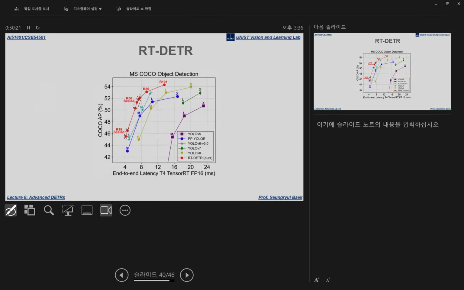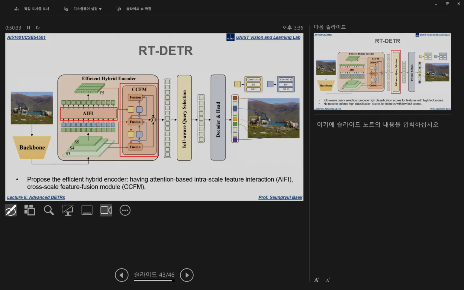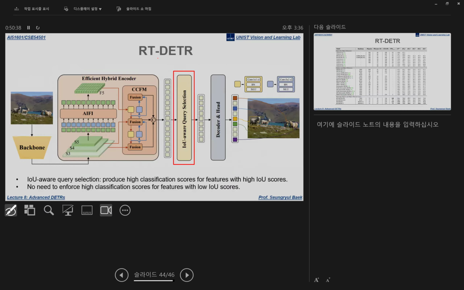Okay, DETR is still, even though some of the schemes are added to the DETR, still not real-time. But this RT-DETR is making the DETR real-time. So we will see which types of schemes are added to make the DETR real-time. Okay, so we will learn about this next class.